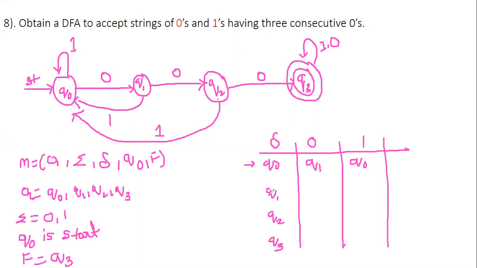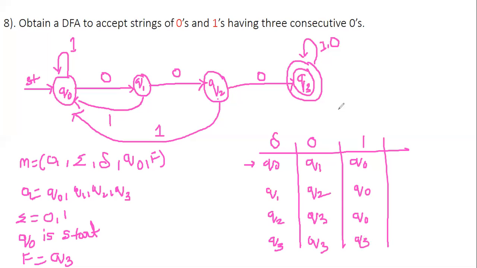Then Q1 on receiving 0, Q2 it will be. Q1 on receiving 1, again Q naught it will be. Then later Q2 on receiving 0, it will be Q3. Q2 on receiving 1, it will be Q naught, right? Then Q3 on receiving 1 or 0, it will be remaining in Q3 itself.